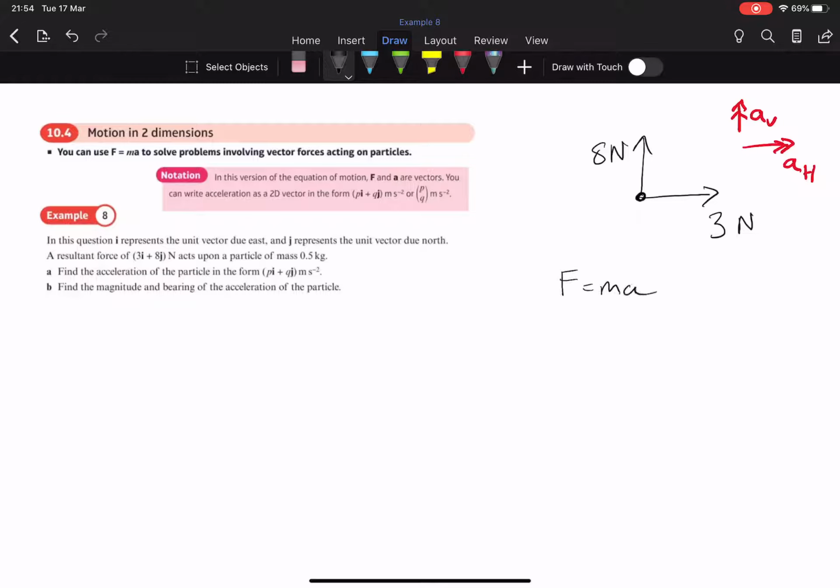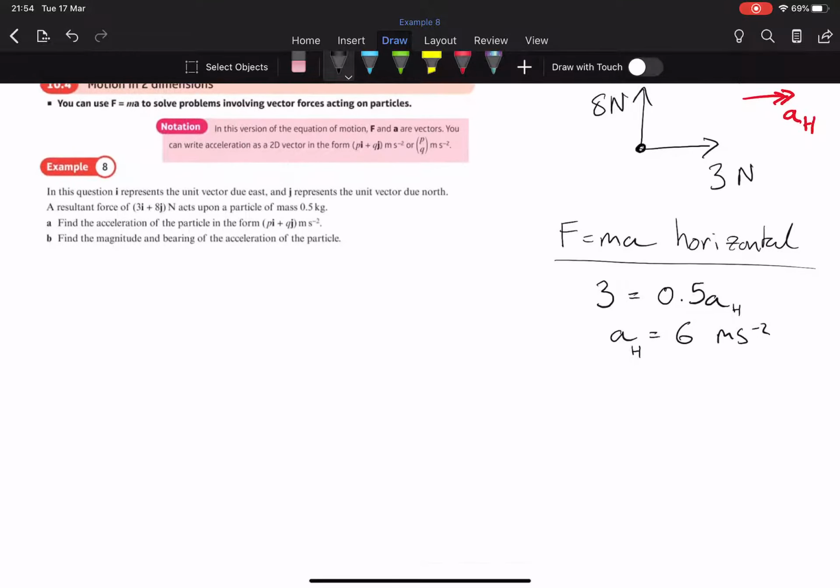So if we do F equals ma horizontally, then if we take right as our positive direction and up as our positive direction, and just do it horizontally, we'd have 3 equals, now the mass of the object is 0.5, times a. That's F equals ma horizontally. So we'd know that a equals 3 divided by 0.5, which is 6 meters per second squared. And let's call that a_h, because that's our horizontal acceleration. And then if we wanted the vertical acceleration, we'd do F equals ma vertically. So let's do that.